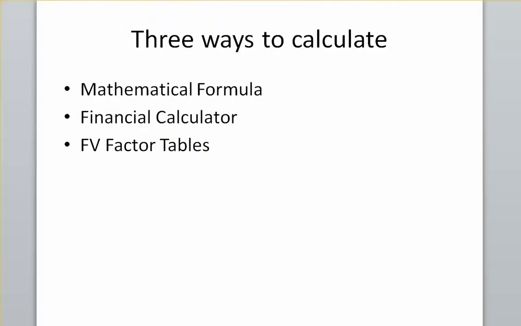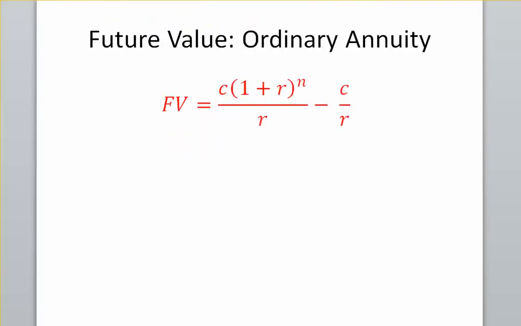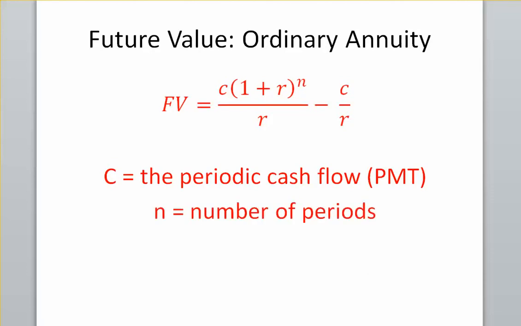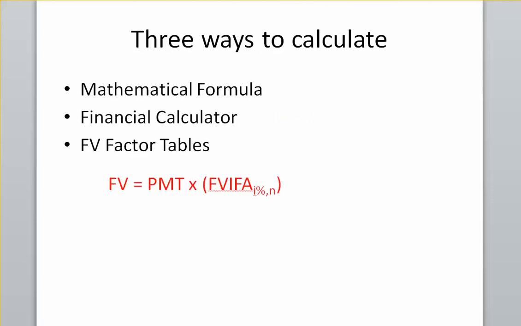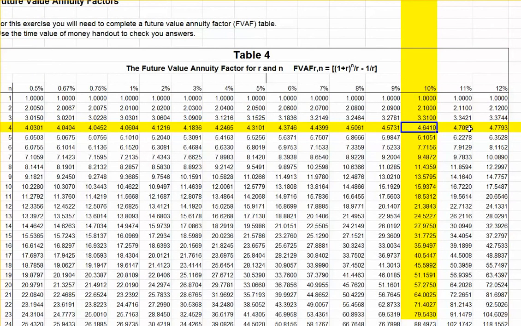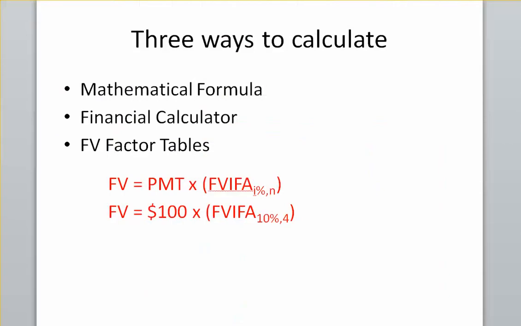So again, we can calculate future values of annuities using our mathematical formulas, where C is our periodic cash flow, N is the number of periods, and R is our periodic interest rate. We can use our financial calculator, where the payment field is our annuity payment, or we can use our future value factor tables. Where to find the future value, we take the annuity payment and multiply it by a future value interest factor of an annuity at, say, 10% and 4 years, which we saw was 4.641. Whatever we have for our payment, we multiply it by that factor and solve for the future value.